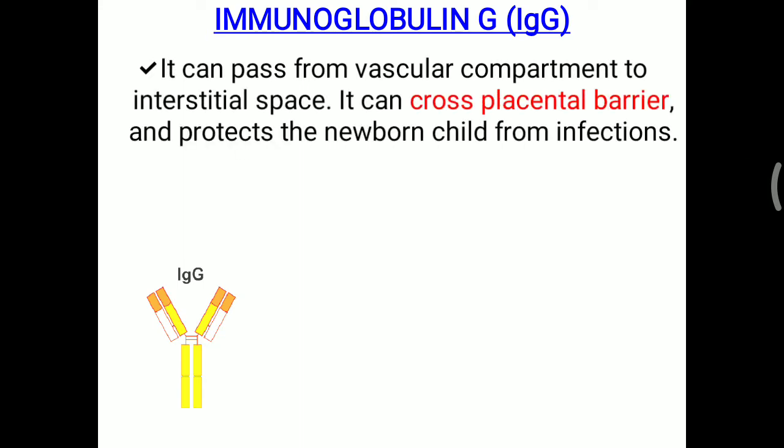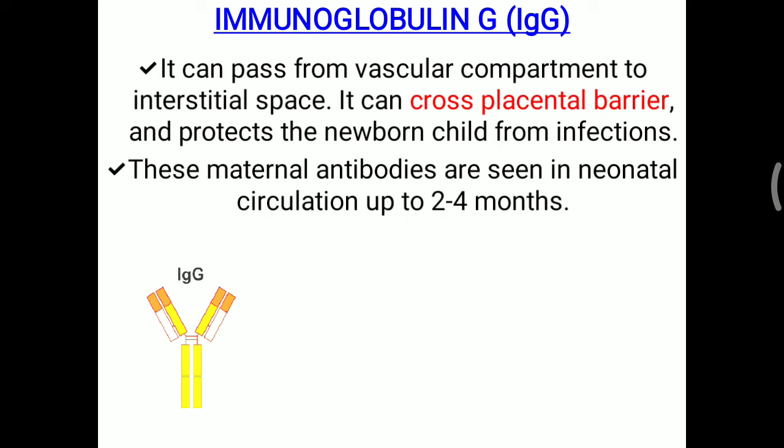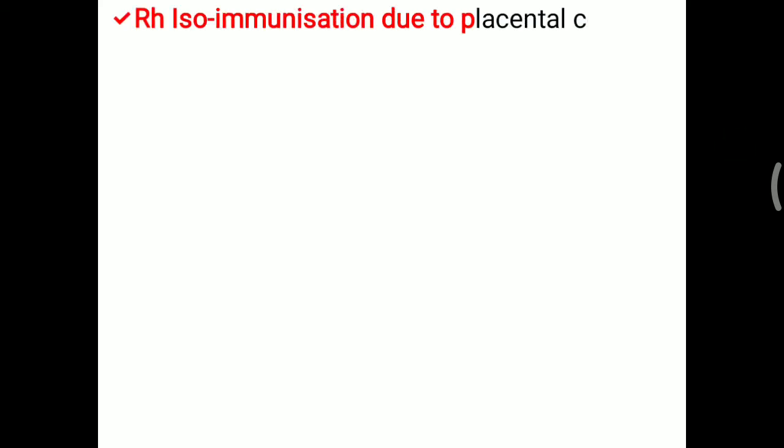It can cross the placental barrier. It is the most important barrier, the placental barrier, which is between the mother and fetus. And this crossing of the placental barrier has advantages as well as disadvantages that we will look at. First, immunoglobulin G can protect the newborn child from infection during the initial few days or few months of life. This maternal antibody, derived from the mother, is seen in the neonatal circulation up to 2 to 4 months, and that is an advantage to prevent any infection in newborn babies.